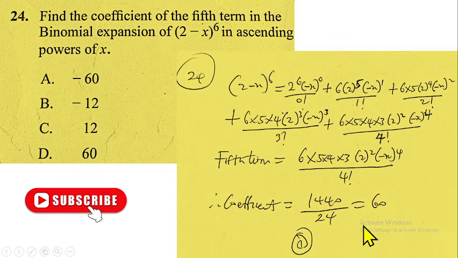Now, what would that be? Minus x raised to power 4 will give us x raised to power 4. That one is solved. 2 raised to power 2 is 4. Then 6 times 5 times 4 times 3 times 4 will give us 1440 over 24, which when you divide will give us 60. So the coefficient of x raised to power 4 here is 60. Then option D is the correct option.